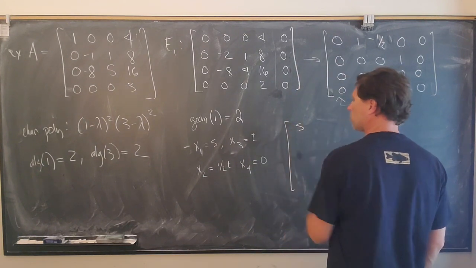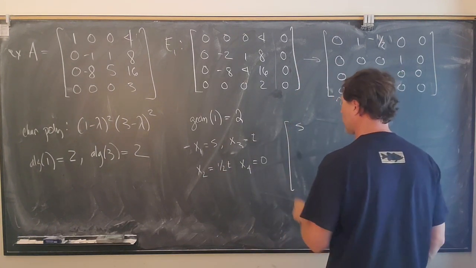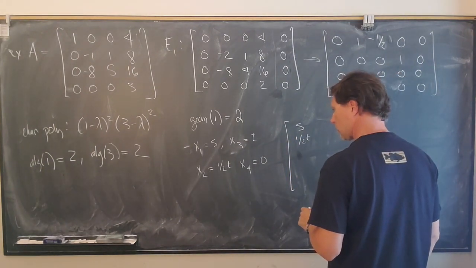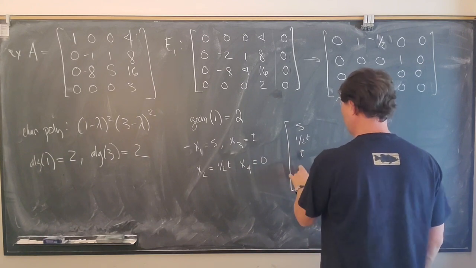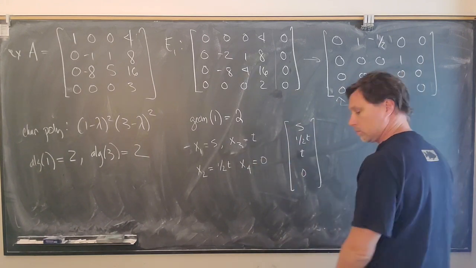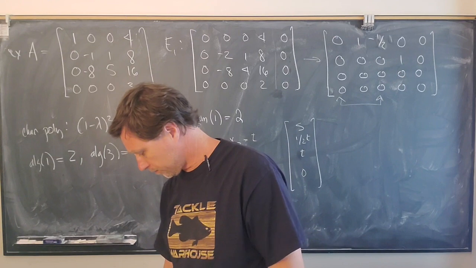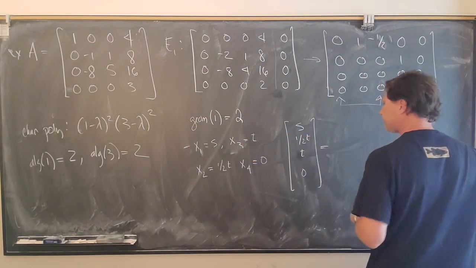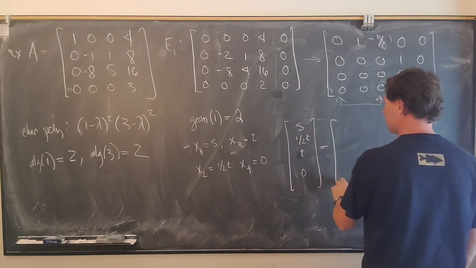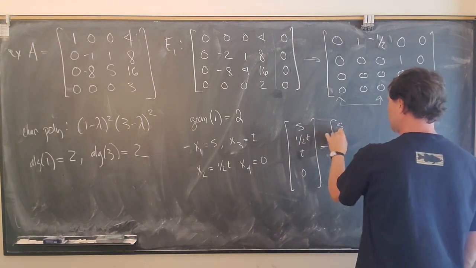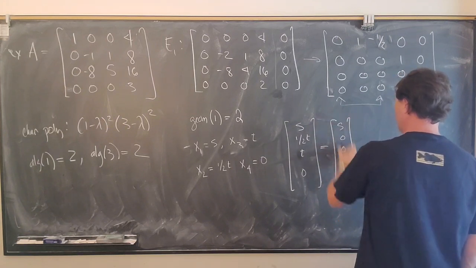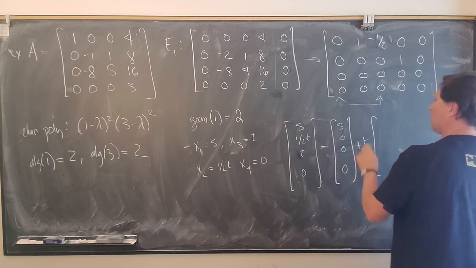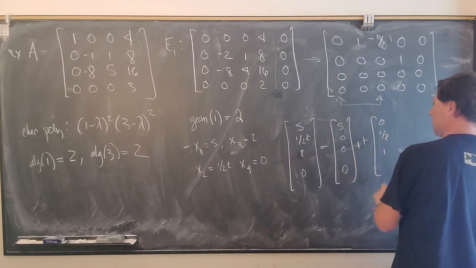So the general solution looks like this: s, 1/2 t, t, and 0. Make sure I got that. Yeah. Which we can split up as s times 1, 0, 0, 0 plus t times 0, 1/2, 1, 0.